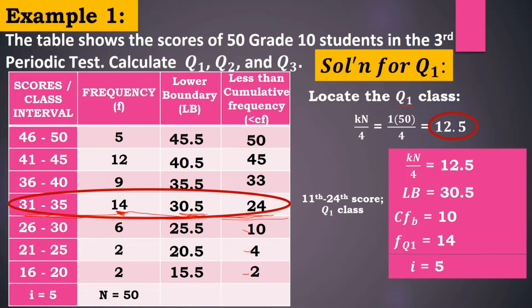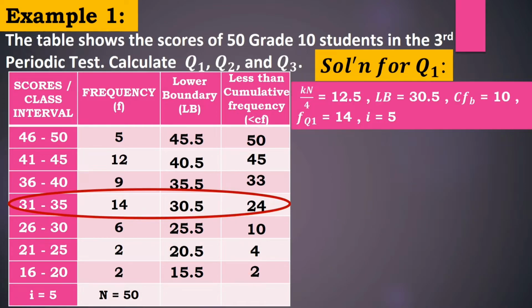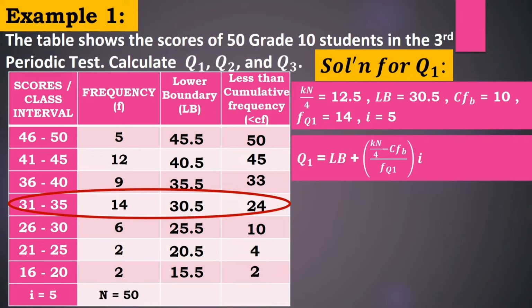So, the size of the class interval here is 5. So, the values are complete. We can now use the formula for Q sub 1. Okay? So, Q sub 1 equals LB plus, LB is the lower boundary, plus Kn over 4 minus cumulative frequency before Q sub 1 class all over frequency of Q sub 1 times the size of the class interval.